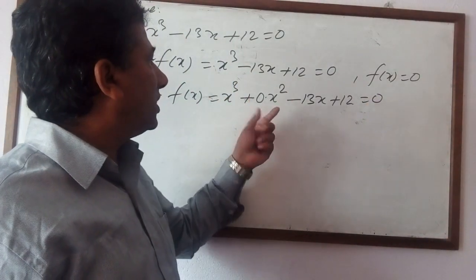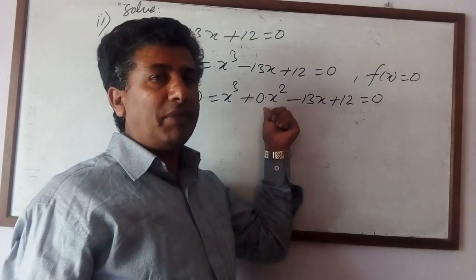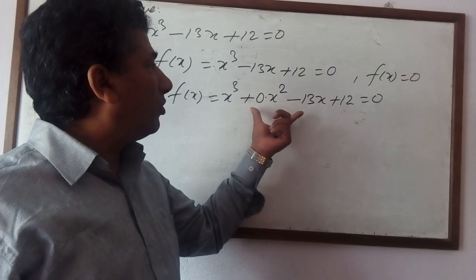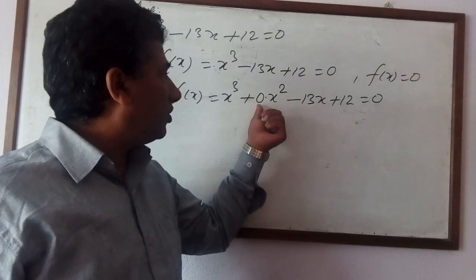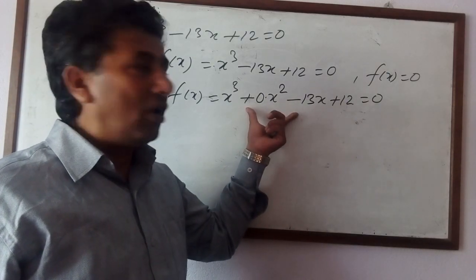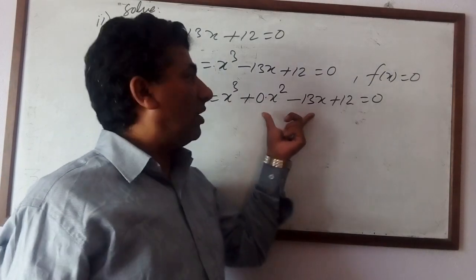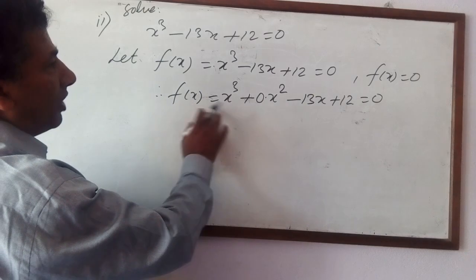The term of x square is missing there, which means you have to write 0 times x square. In this way you have to write this equation, with 0 times x square. You have to show all the terms, the complete terms. This is especially for synthetic division. Only for synthetic division do we have to write the equation like this.